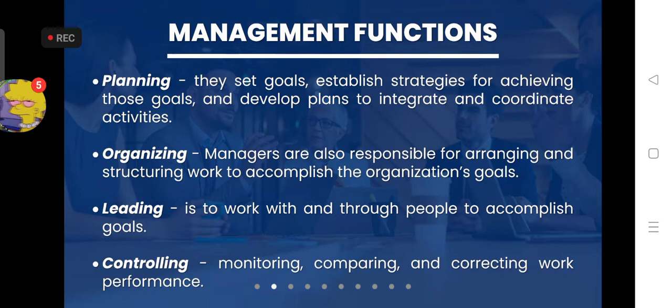Lastly, after everything was planned, tasks were handed over, and people were hired and trained, there should be an evaluation, and this is controlling. Controlling is the monitoring, comparing, and correcting of work performance. These corrective actions are done in order to maintain or improve the organization's performance. The manager will evaluate so that they will be on track and can decide whether to improve or change their ways of doing work.